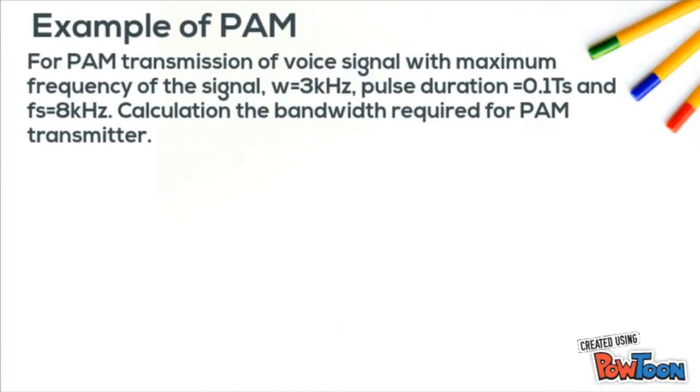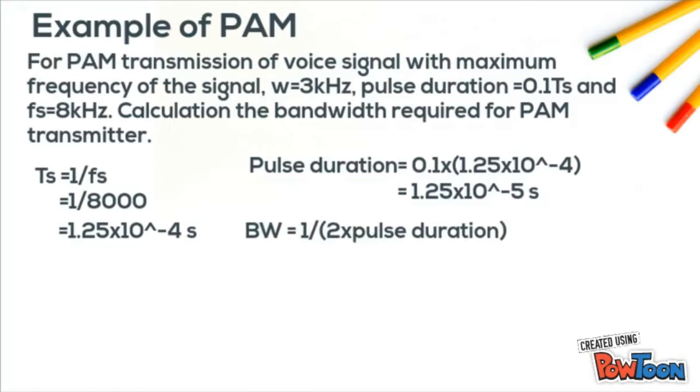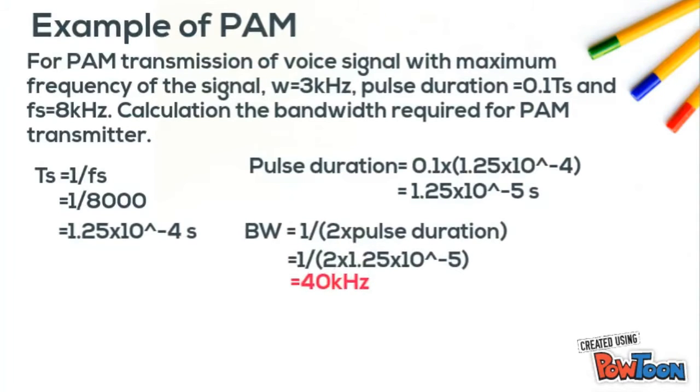Example of a PAM. Based on the equation, we get the information W equal to 3 kHz, pulse duration equal to 0.1 Ts, and Fs equal to 8 kHz. Calculate the bandwidth required for the PAM transmitter. First, Ts equal to 1/Fs. So the answer is 1.25 times 10 power negative 4 s. Second, pulse duration equal to 0.1 times Ts, and last, the bandwidth equal to 1/2 times the pulse duration. So the answer is 40 kHz.